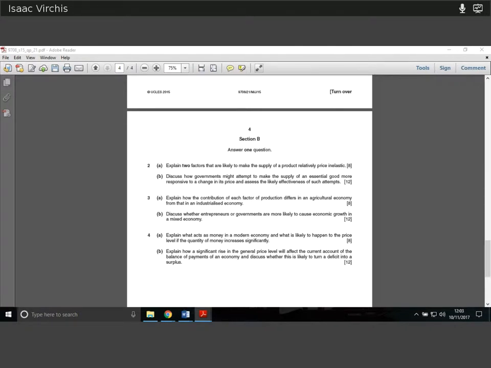A nice quick moving on to question 3A. Here they want us to explain how the contribution of each factor of production differs in an agricultural economy from an industrialized economy. So we want to think about here the differences between our factors of production. So we need to think about what our factors of production are. We have three main factors of production.